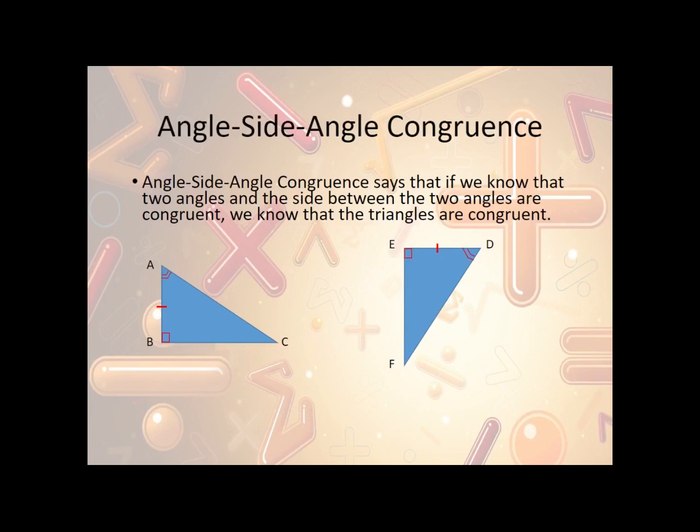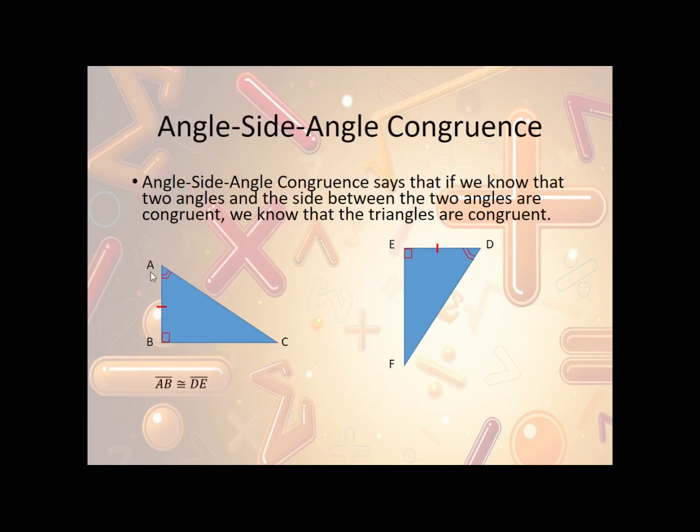The angle-side-angle congruence says that if we know two angles and the side between the two angles are congruent, then the triangles are congruent. So if you notice, we have an angle, a side, and an angle. Again, order matters. So we have the side that we know comes between the two angles that we know. So then let's restate what we know.